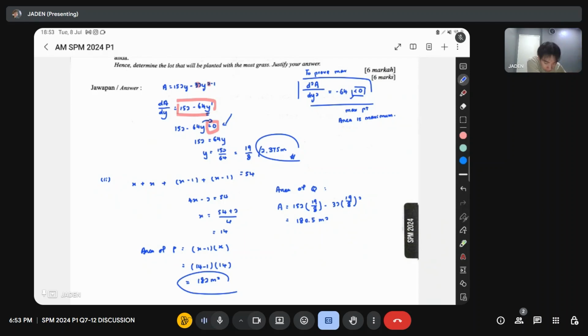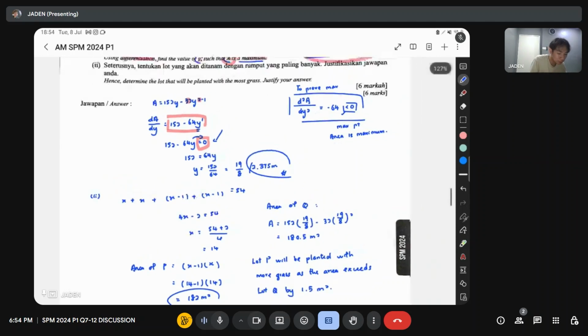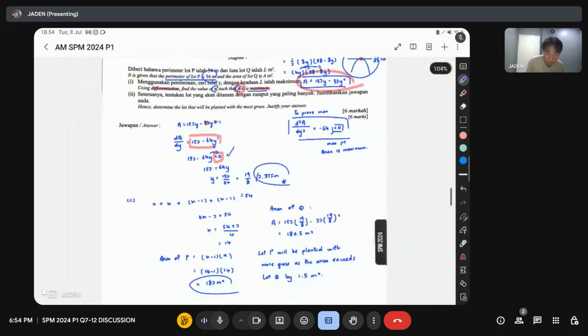Okay, so let me just write it down as a conclusion. Lot P will be planted with more grass as the area exceeds lot Q by 1.5 meter squared. That's all. That is all the conclusion for question 9b2. And then we are done.